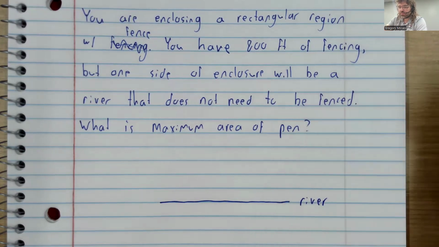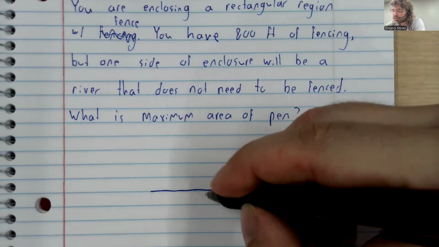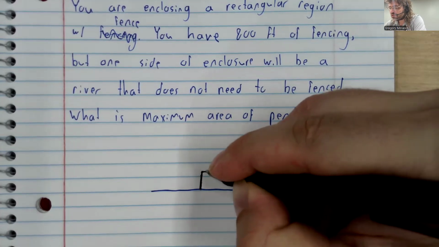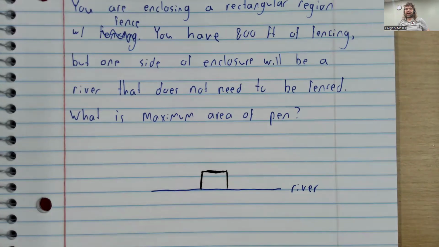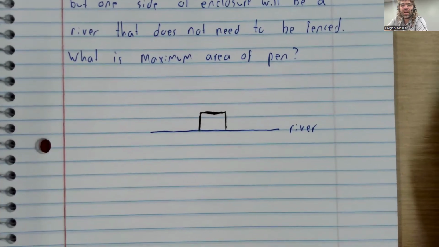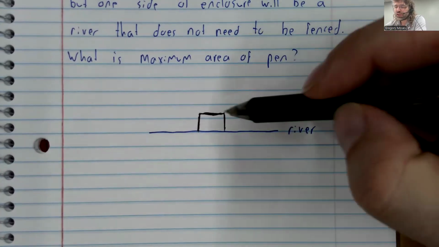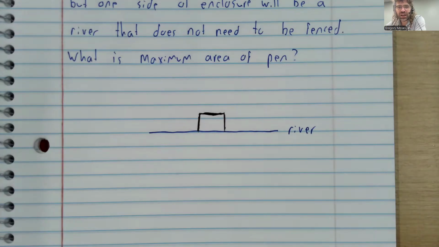So it's often, although not always, helpful to draw a picture just to try to get what's going on clear in our head. We have a river and we have a pen. And because the river is providing a side of the pen for us, our pen only has three sides. This rectangular pen has an area. We want to maximize the area.